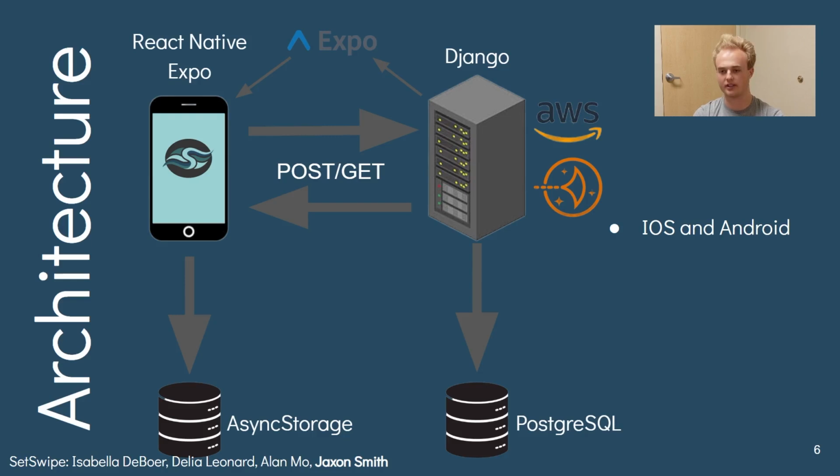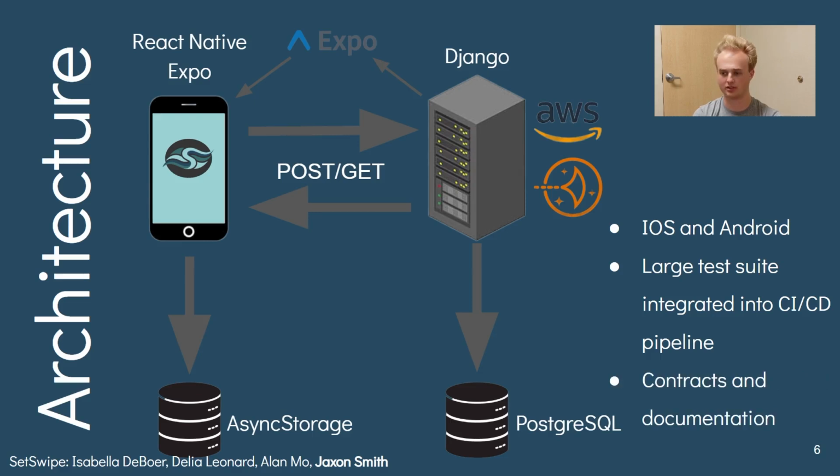We store this information in a Postgres database, and we communicate between our mobile application primarily through REST APIs, as well as Expo services to allow for push notifications. Then on the application, we cache the relevant information using React Native Expo's async storage. Some other notable features are our very large test suite, which we have integrated into our CI/CD pipeline, as well as a big focus on documentation and contracts to ensure that all of our APIs are well documented and contracted out what their purpose is and how to interact with them.